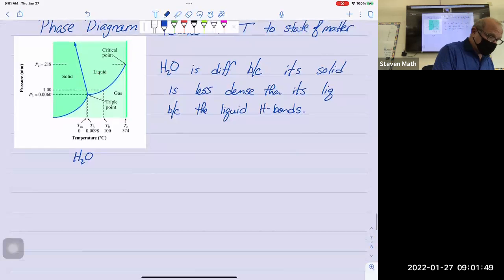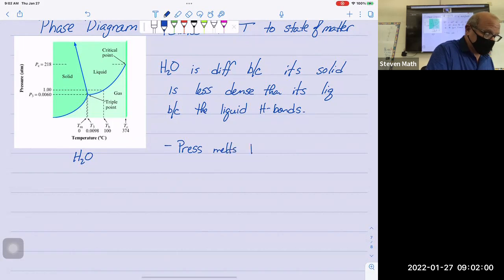Pressure. So water's different here. There's one difference. The other one is pressure melts water.